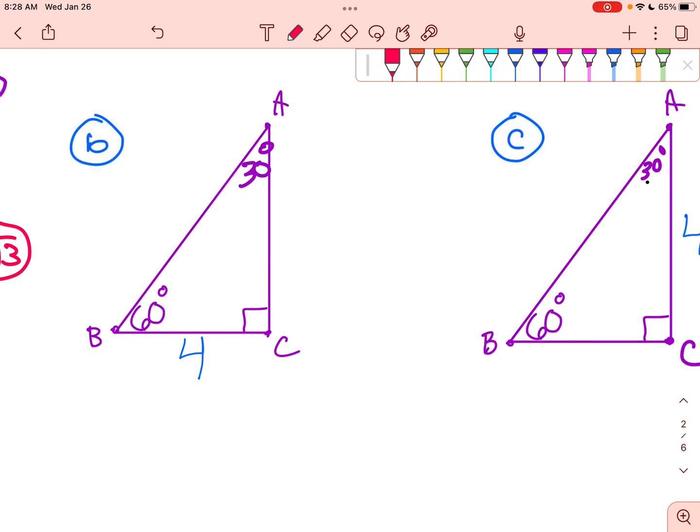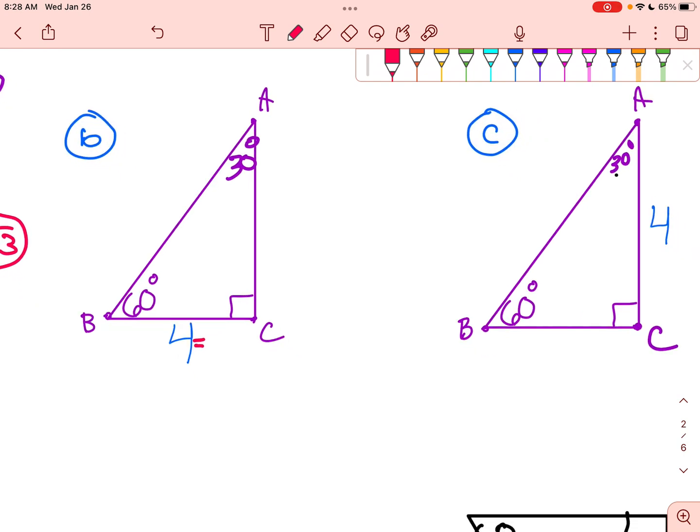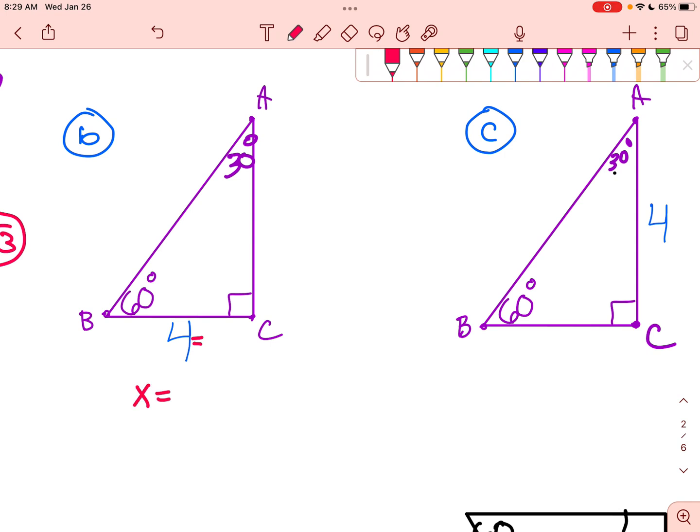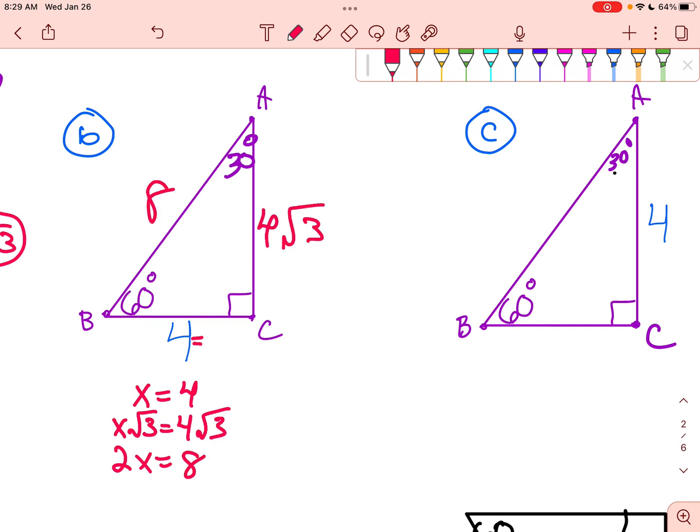Once again, across from my 30 is x. So essentially we're finding out what x is, we're finding out what x root 3 is, and we're finding out what 2x is. In this case, they're telling me that the x value is 4, and so this is easy because then I can just plug it in for the rest of it. So 8 and 4 root 3.